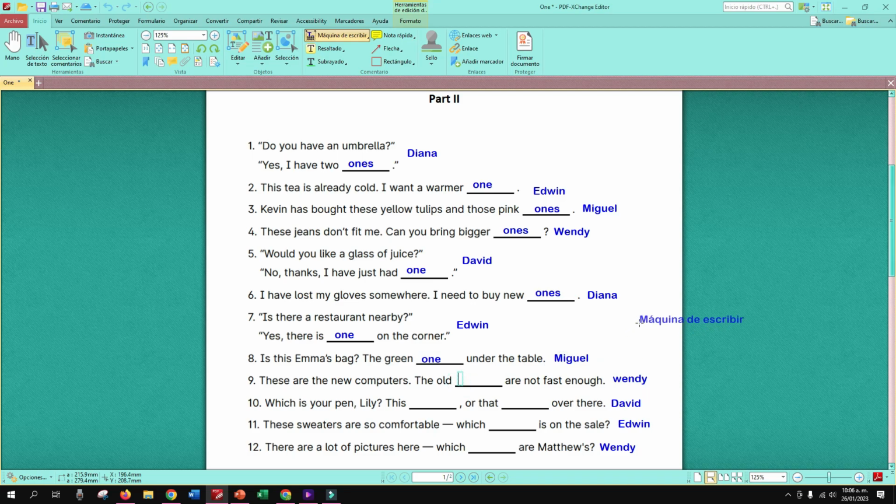Okay. Miss Wendy, number 9. Okay, teacher. These are the new computers. The old ones are not fast enough. Old ones. Because you're talking about what? Computers. That's plural, right? So the old ones. Excellent. Mr. Davy, what about plural? Yes. What about the number 10, Mr. Davy?